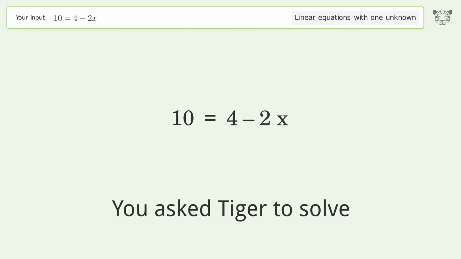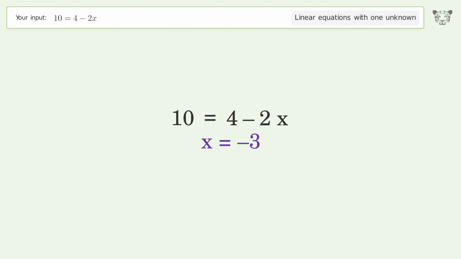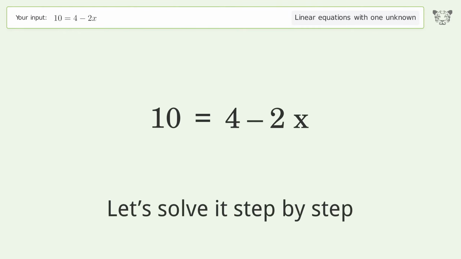You ask Tiger to solve this. It deals with linear equations with one unknown. The final result is x equals -3. Let's solve it step by step.